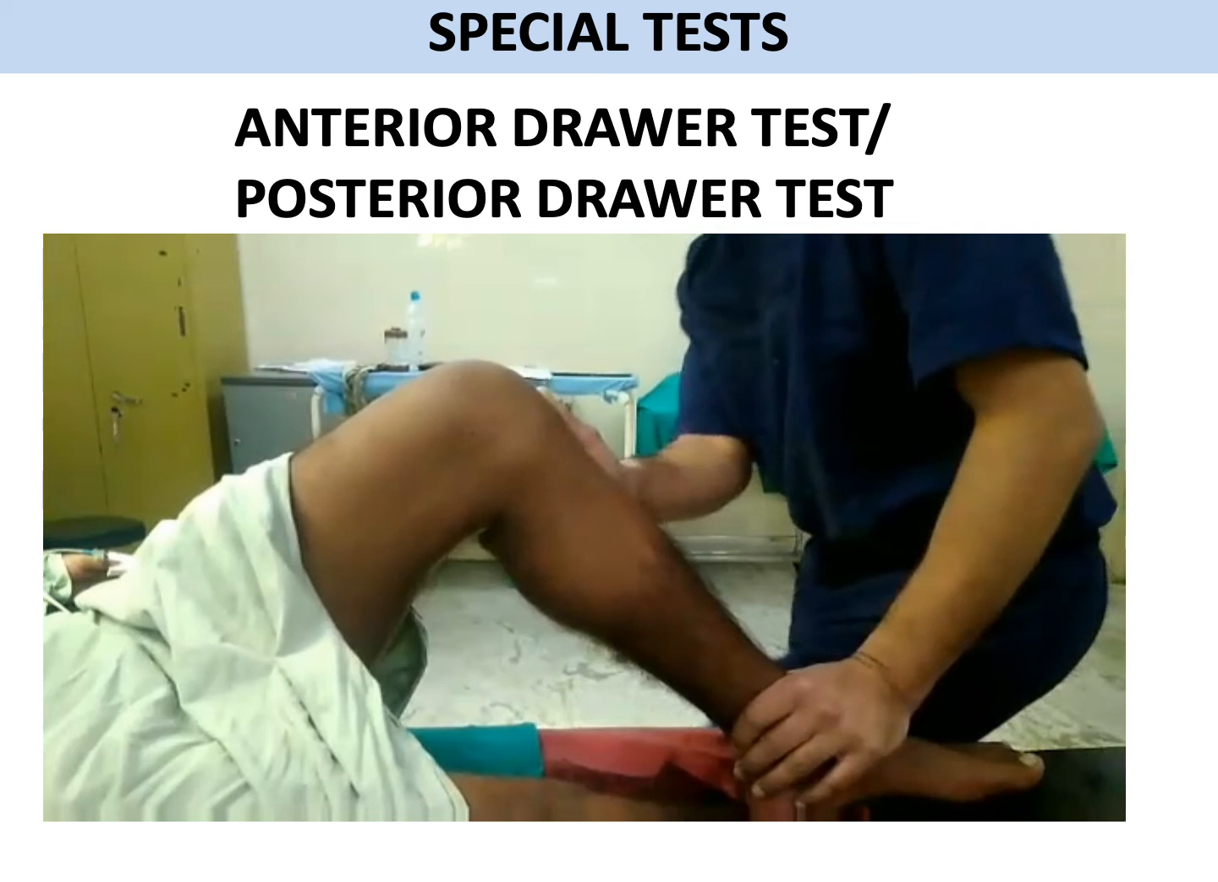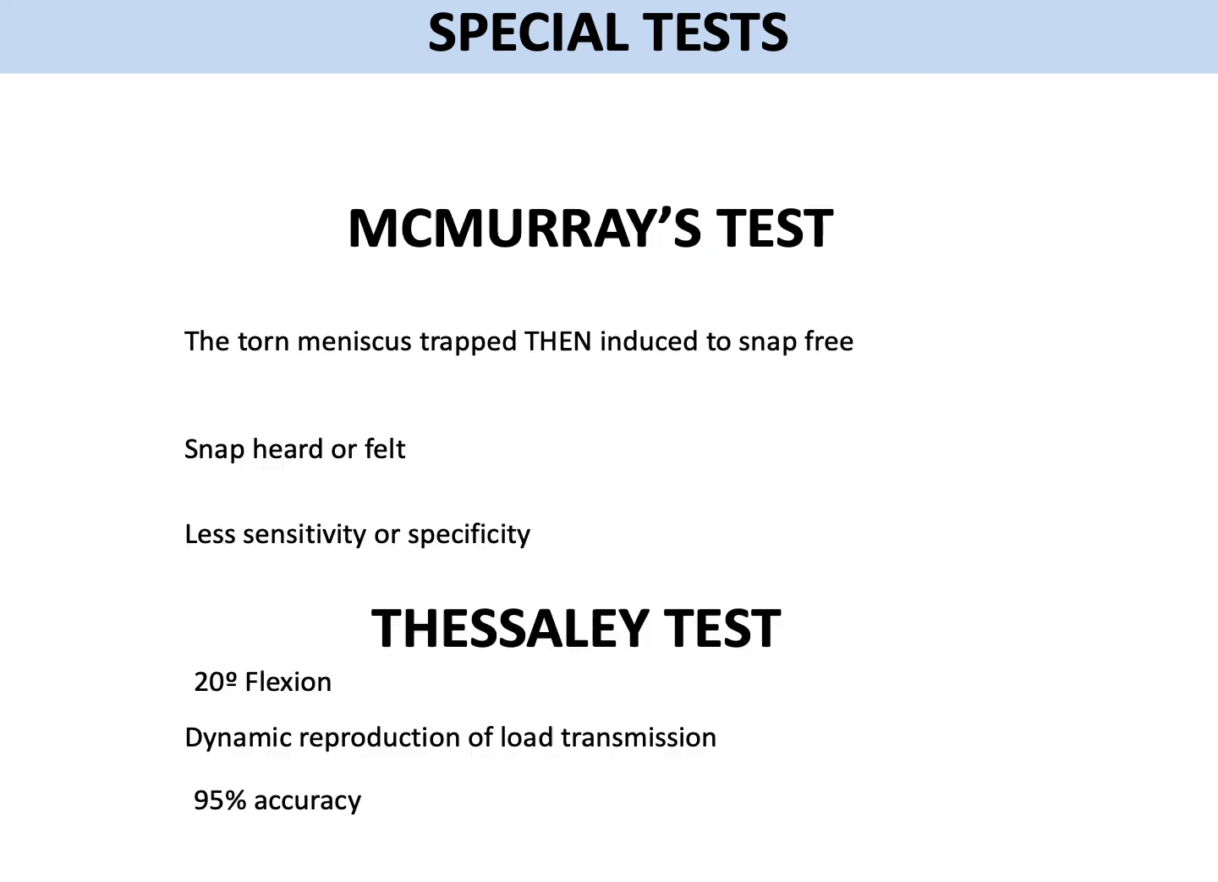Now the other test is McMurray's test. This is very less sensitive, right? And the idea is the torn meniscus is trapped in between the femoral condyle and tibial condyle, and then it's induced to snap free as you rotate the tibia against the femoral condyles. And this snap can sometimes be heard or it can also be felt.